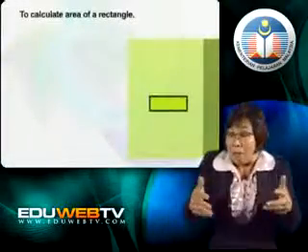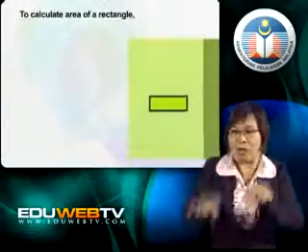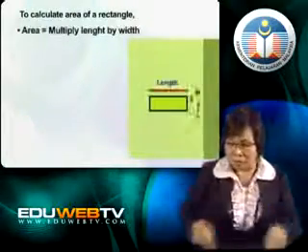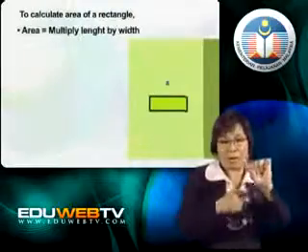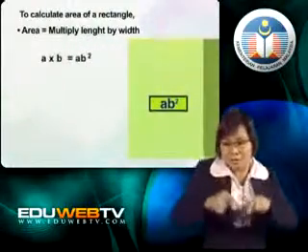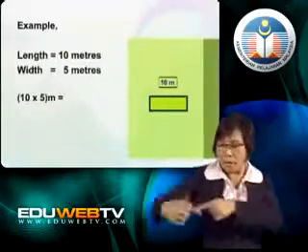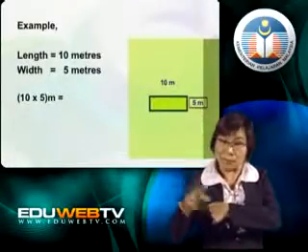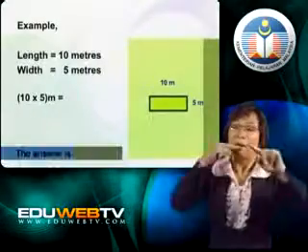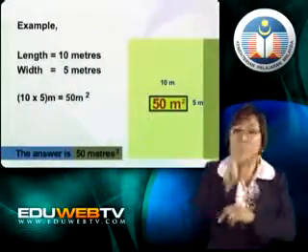How would you calculate the area if it were a rectangle? To calculate the area of a rectangle, you need to multiply length and width. So A multiplied by B equals AB square. If the length equals 10 meters and the width equals 5 meters, you have to multiply 10 by 5. The answer is 50 meters square.